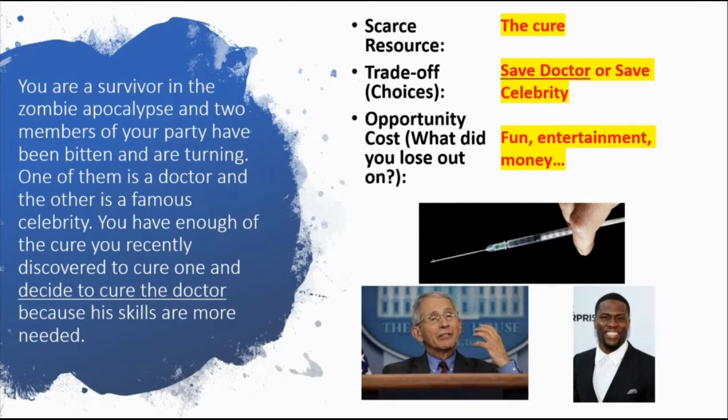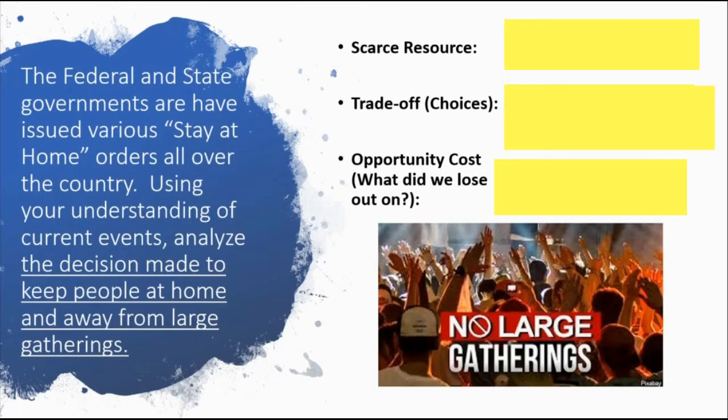Now these are two that I created, as we've been dealing with this over the past month here. And I think it's important to think about why the government is making the decisions that they're making, telling us to stay at home, shutting down schools, that type of thing. So we're going to use this exercise to analyze what's going on.